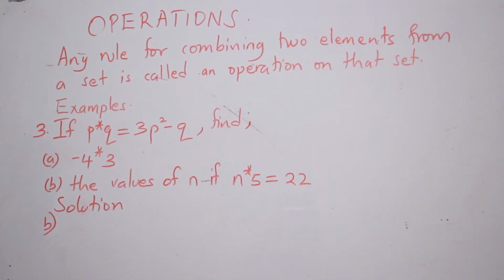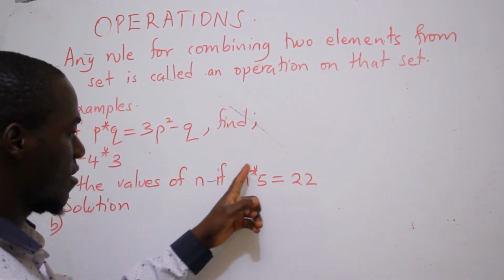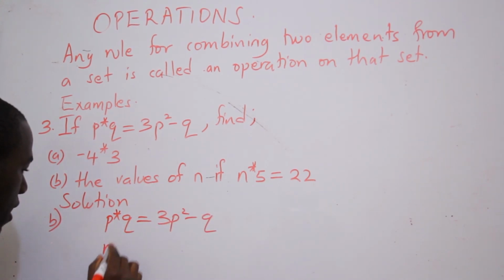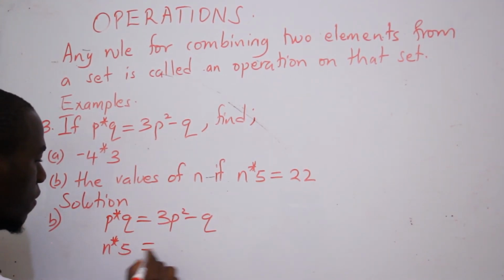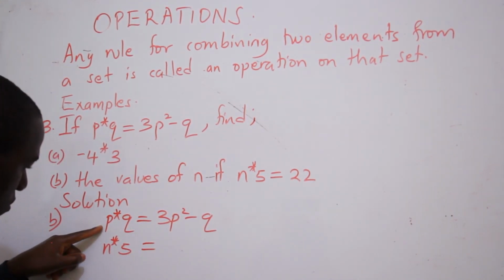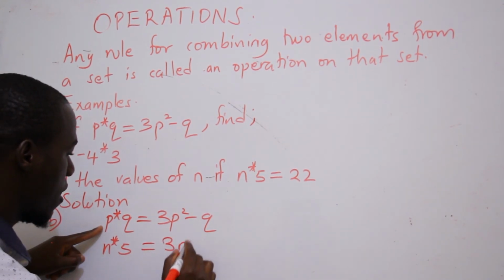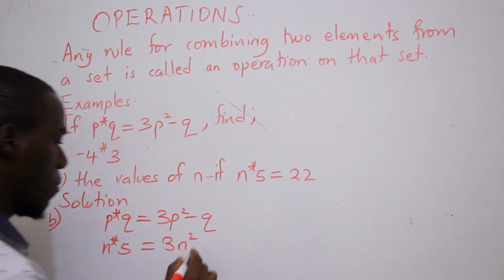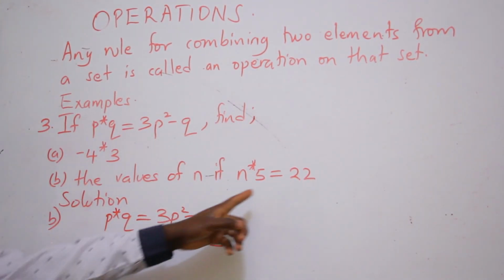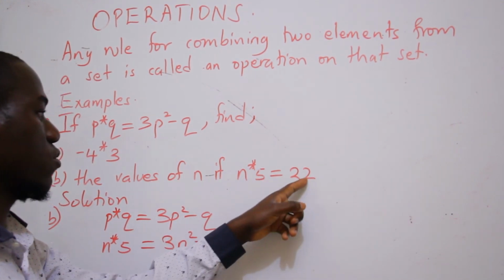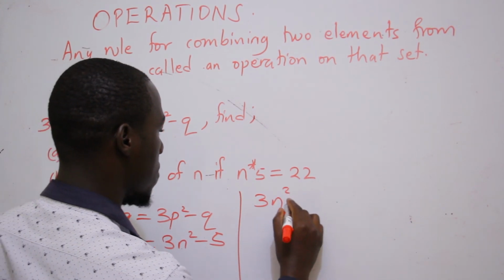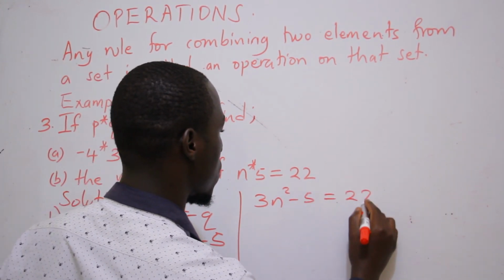Now part B, find the values of n if n star 5 is equivalent to 22. I'm going to first substitute there. That is, the n is going to substitute the P, so that is 3n squared. Then the 5 is going to take up the place of Q. But they have said in the question that this is equivalent to 22. So my 3n squared minus 5 is equivalent to 22.